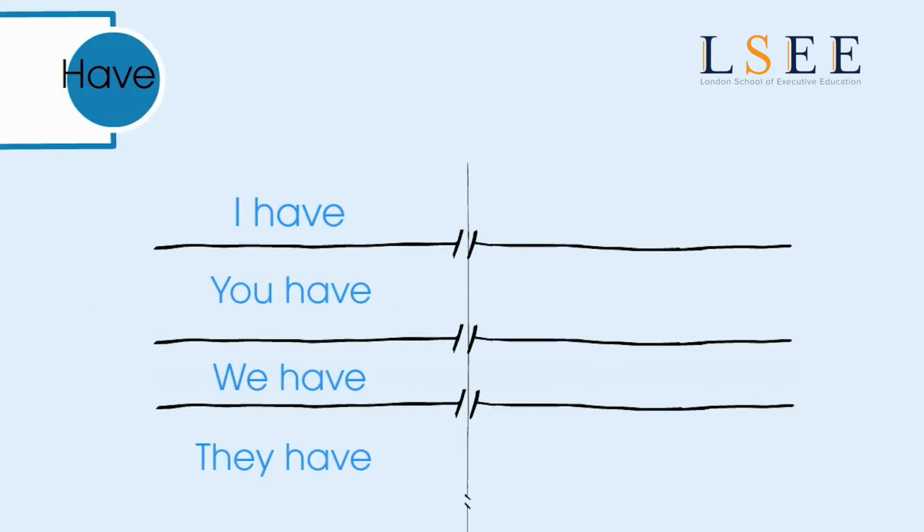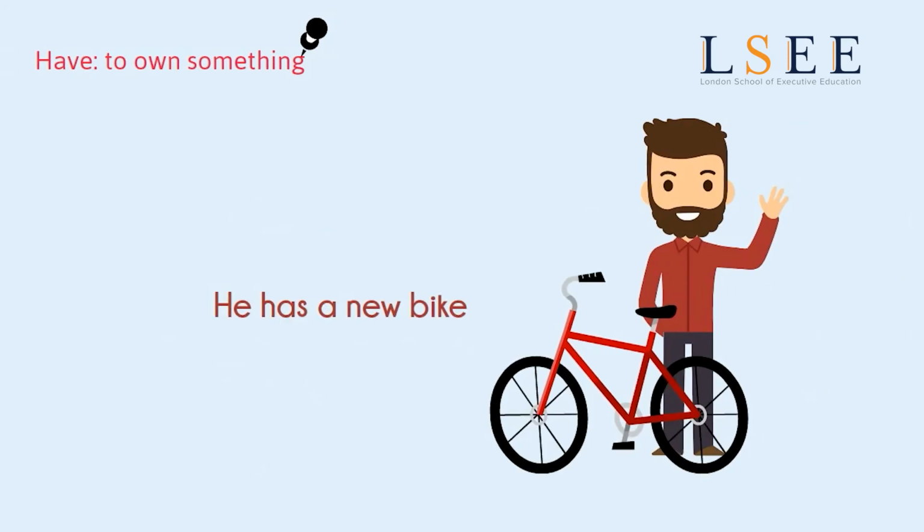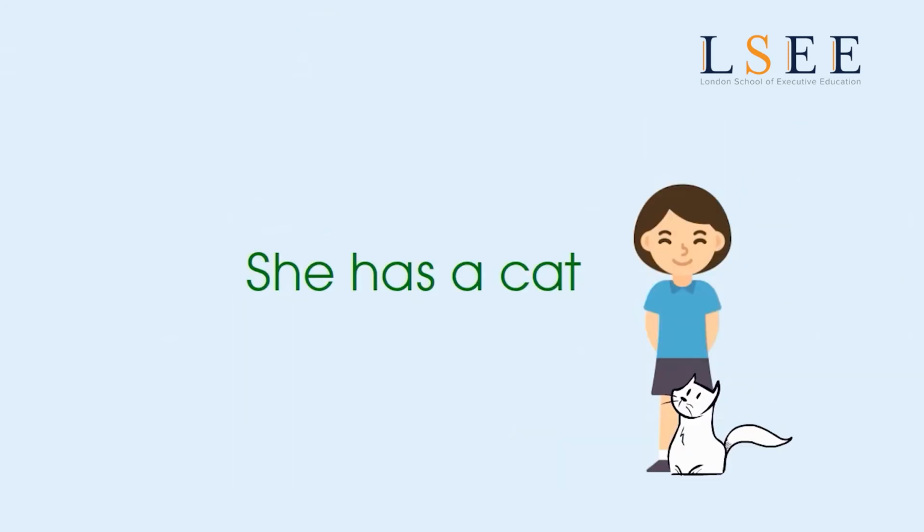Have, third person. Remember the change. He has, she has, it has. Have, to own something. He has a new bike. She has a cat.